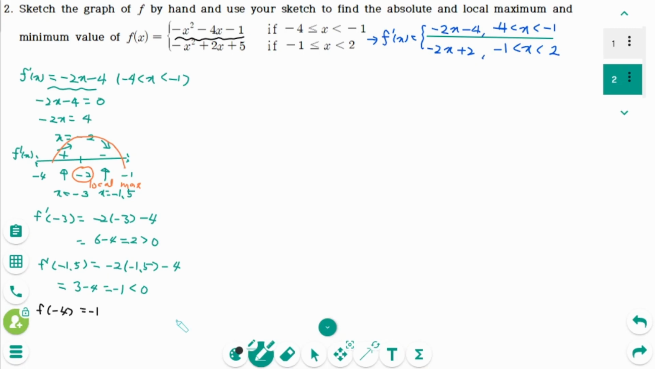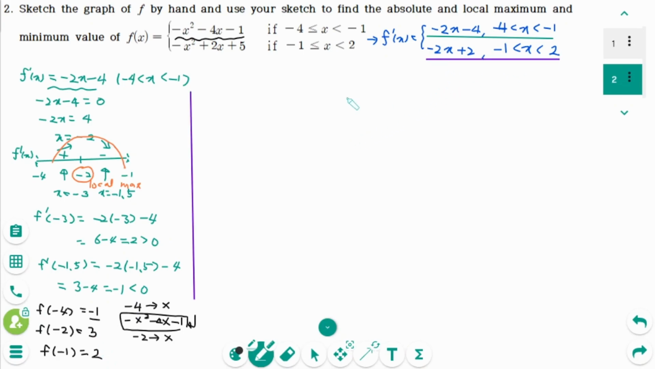To continue using the same equation like this, you can use the store key in your calculator. So minus 4 store x, and then minus x squared minus 4x minus 1, enter. Then you will see minus 1 in your calculator. And then f(minus 2) equals, change the number, minus 2 store x, and then this one, enter again. Then you will see 3. Then f(minus 1) equals 2.